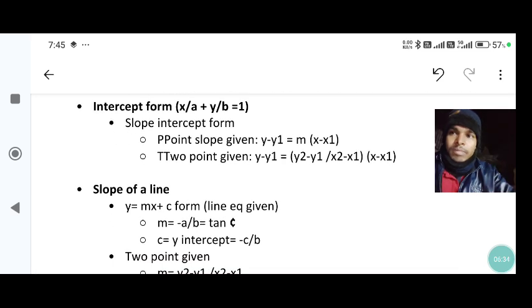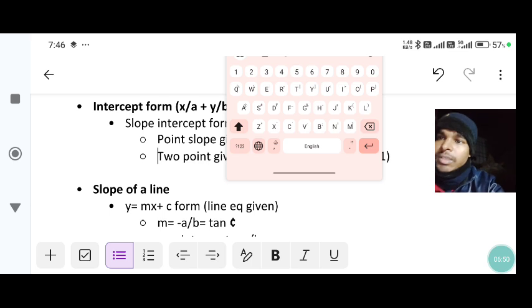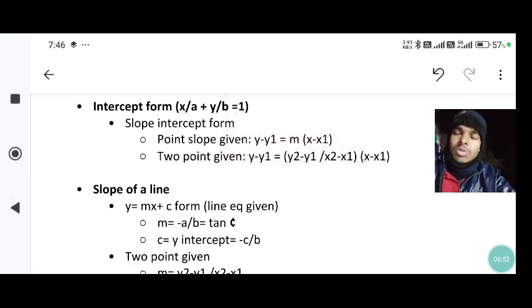Now it is slope intercept form. For slope intercept form, we are given a slope m and a point x1 y1. Point slope given means a point is given and a slope is given. So the equation comes y minus y1 is equal to m into x minus x1. It is like y is equal to mx.